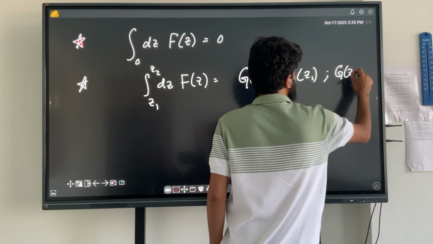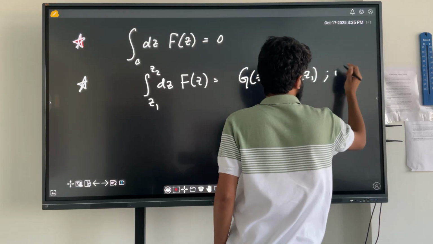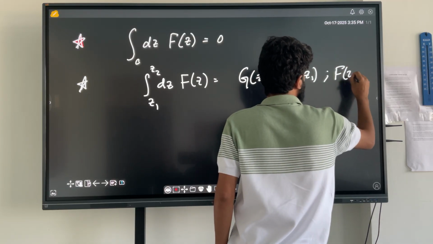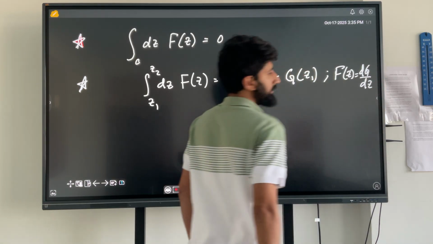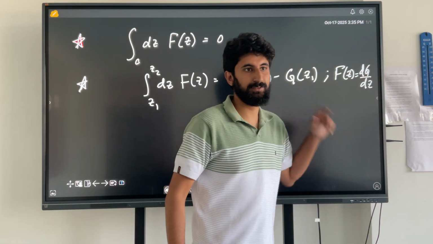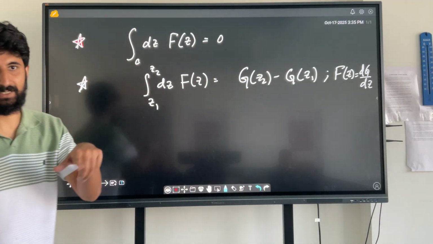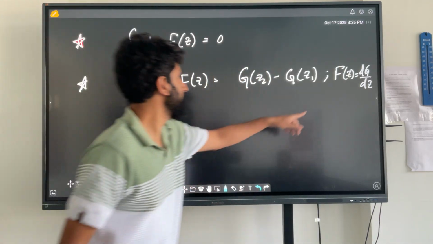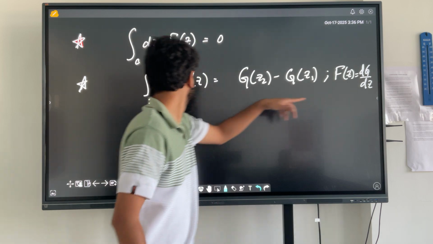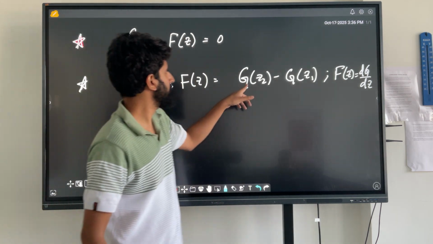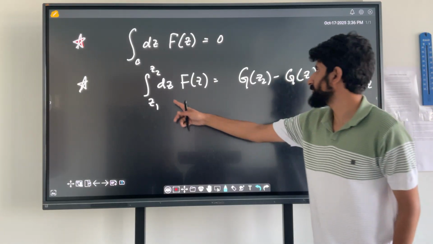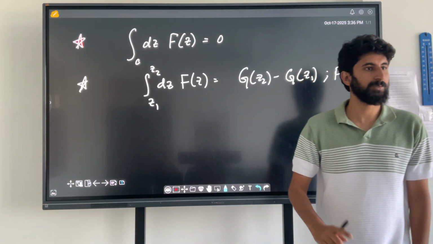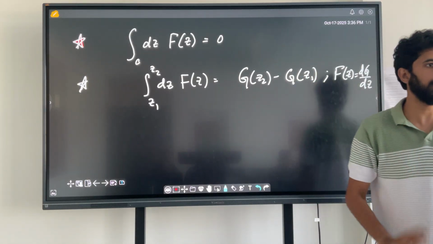Sorry, f is basically dg by dz. So f is the derivative of g. I said it the other way around. So if f of z is dg by dz, then you put it here, and you get g of z2 minus g of z1. The only reason you were able to do this was because your function was analytic everywhere.